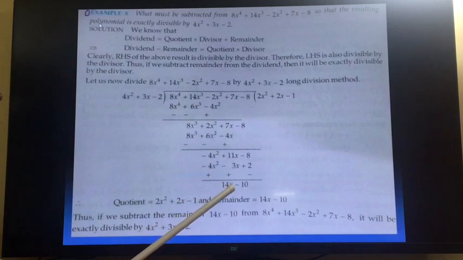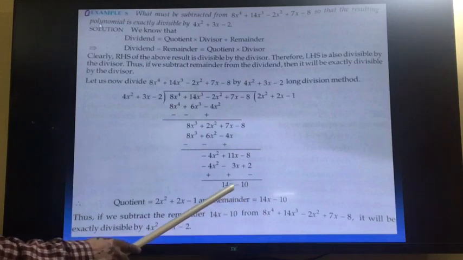Wherever the power of x is less than that of the divisor. So the remainder will always have a power less than the divisor. So here you will stop. So you got the remainder.